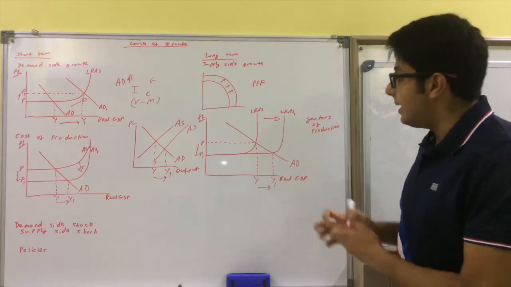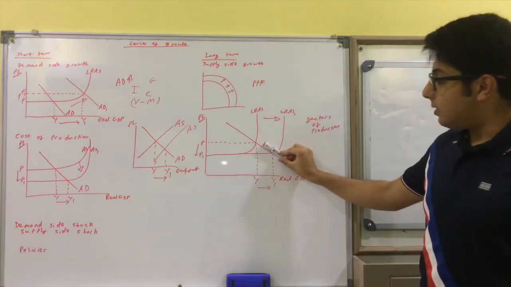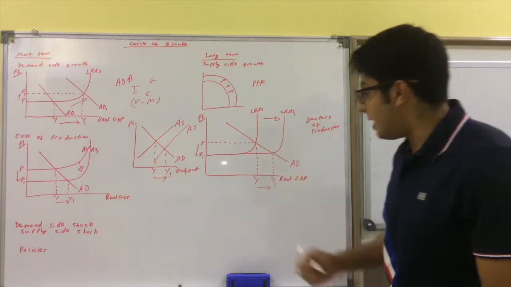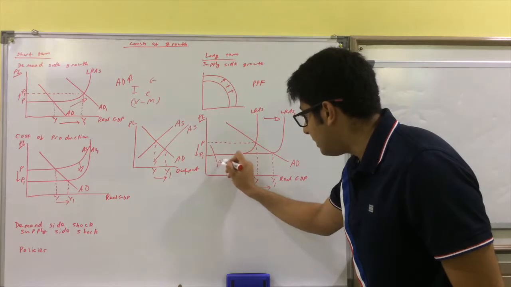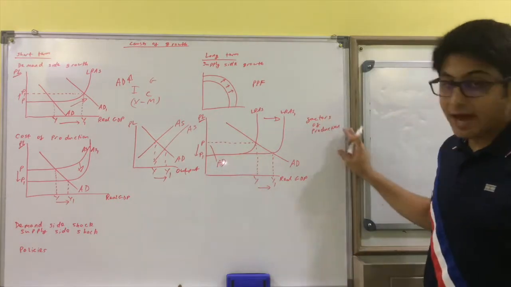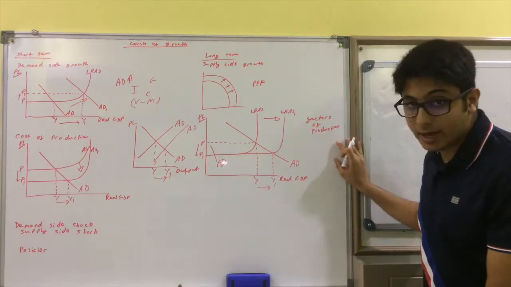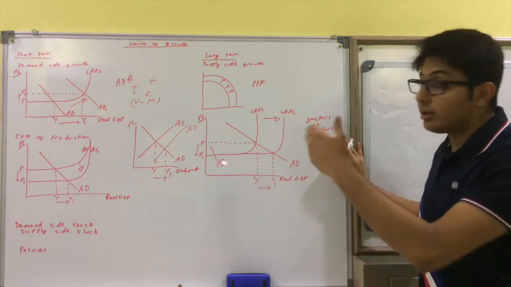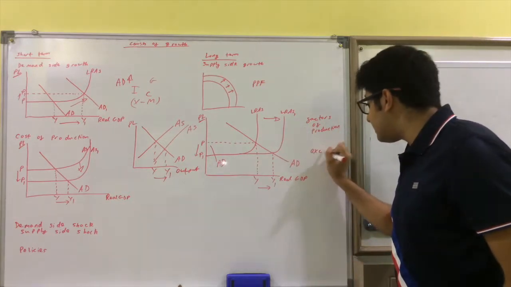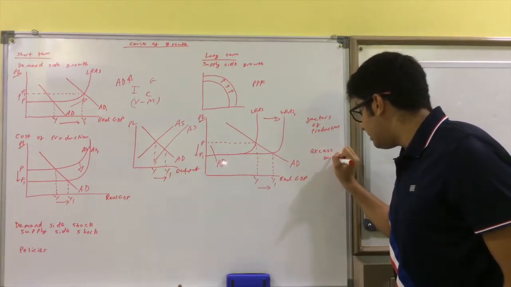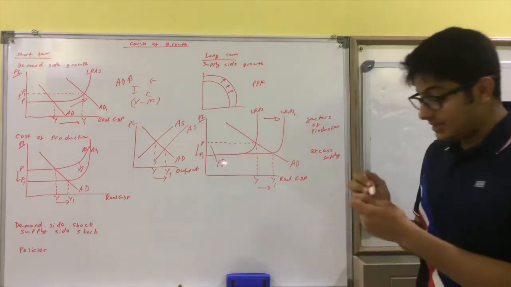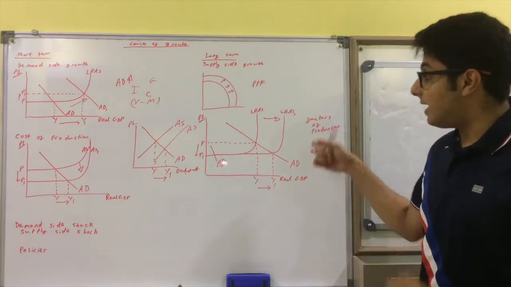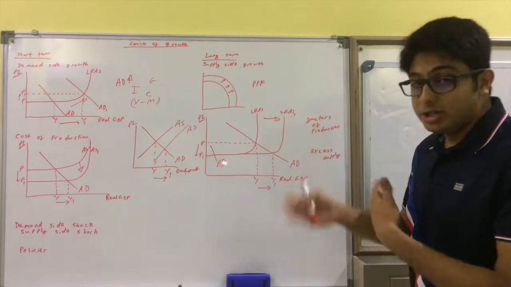Now, if aggregate demand does not keep up with supply, so for example, if it's here, there's a lot of spare capacity, it's a huge negative output gap, and that will mean there will be a lot of excess supply, and that's never good. So there are some disadvantages and evaluation points you can use.